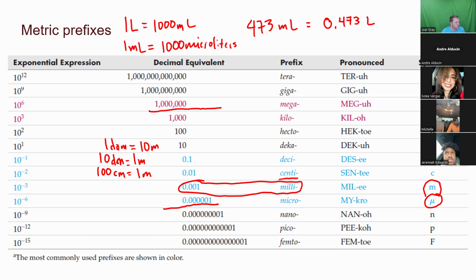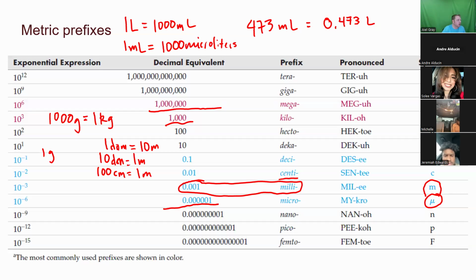Or any movie where people are selling or moving drugs, they talk about kilos. So 1,000 grams is equal to 1 kilogram. So your base unit here is 1 gram, just as your base unit would be 1 meter.